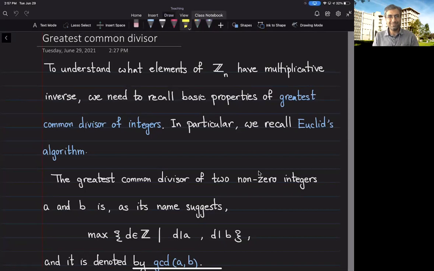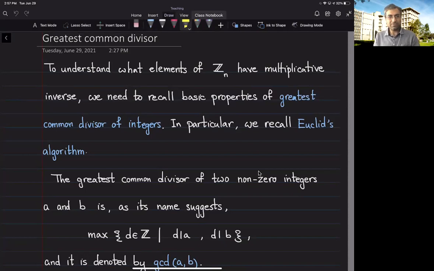Hello. To understand the elements of the integers modulo n that have multiplicative inverse, we need to recall some of the basic properties of the greatest common divisor of integers. Along the way, we recall what is Euclid's algorithm and what is Euclid's lemma. Okay, let's recall what is greatest common divisor of two integers.